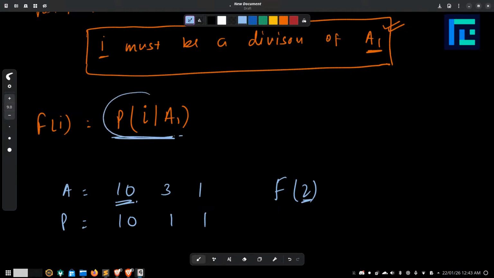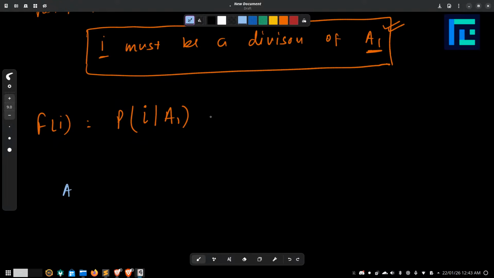We can only say that if the first element is not a multiple of I, then there is no way that I can be a part of the prefix GCD. But if the first element is a multiple of I, then it may or may not be a part of the prefix GCD. So now we need to subtract some of the cases where I is not a part of the prefix GCD.